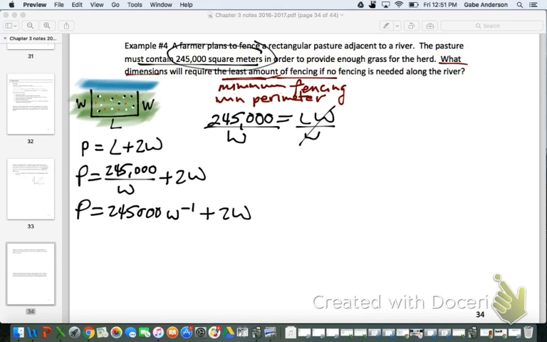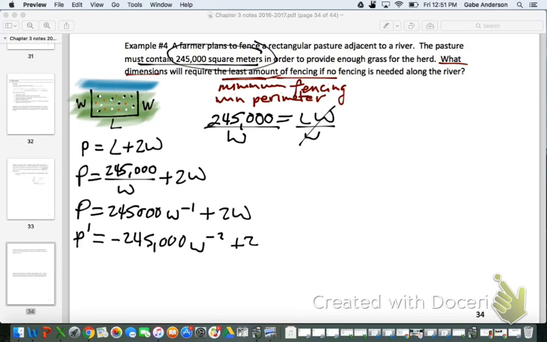So we have our equation for perimeter. That's all well and good. Now we need to find P prime and consider where that equals 0 or doesn't exist. So P prime is equal to negative 245,000 W to the minus 2 plus 2. Can anybody tell me what is the only value for W that would cause P prime to not exist? 0, right? Because isn't W to the minus 2 a denominator?